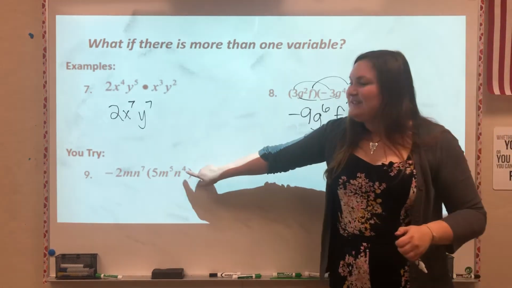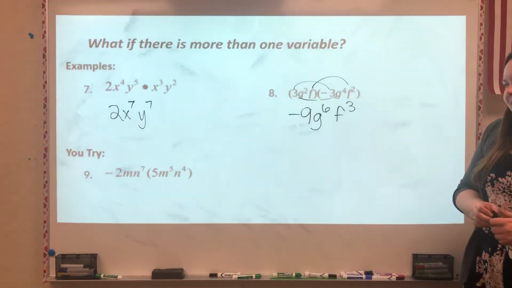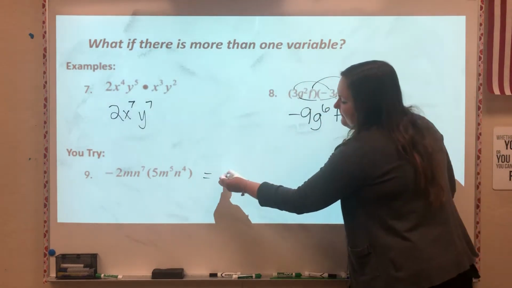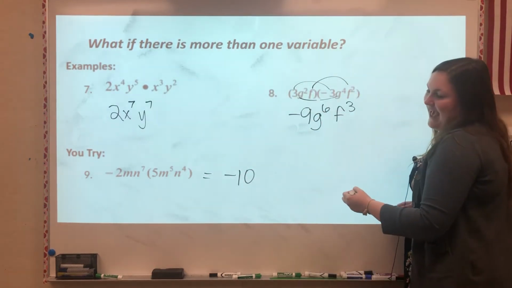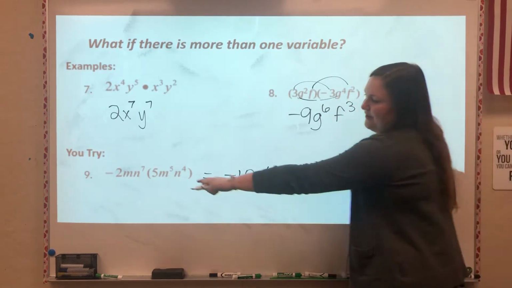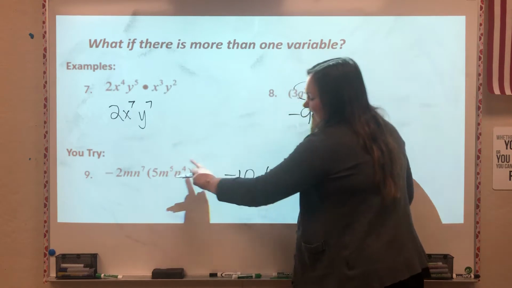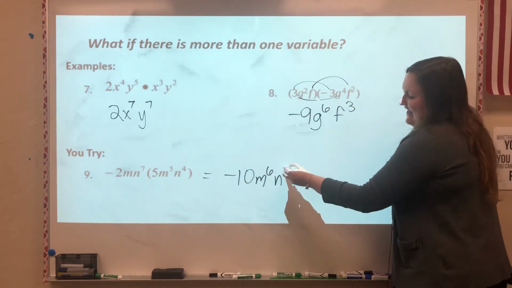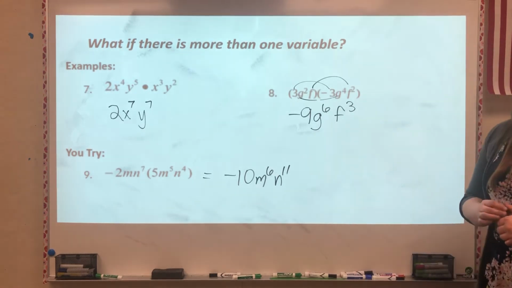I've got one last one here for you to try. If I wanted to multiply that, I would say -2 times 5, which is -10. m times m to the 5th power would give me m to the 6th power. There's a total of 1 plus 5, 6 m's you're multiplying together. And then the same thing for n, I'm going to add, and I get n to the 11th power.